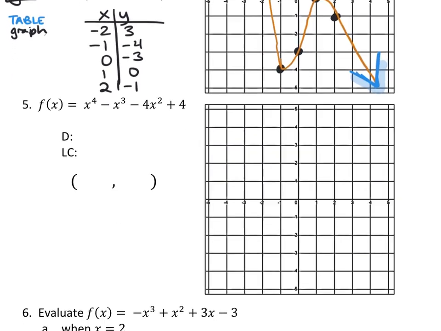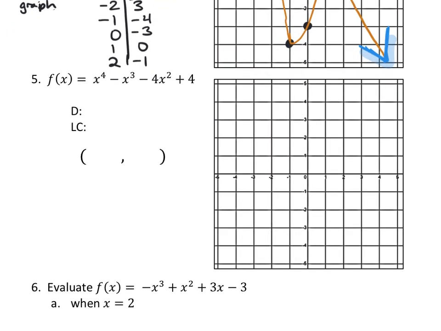Number 5. If f of x is equal to x to the 4th minus x cubed minus 4x squared plus 4, what's the degree? 4. That means it's an even number. What's the leading coefficient? 1. The invisible 1 right in front of it. Fabulous, which is a positive number.